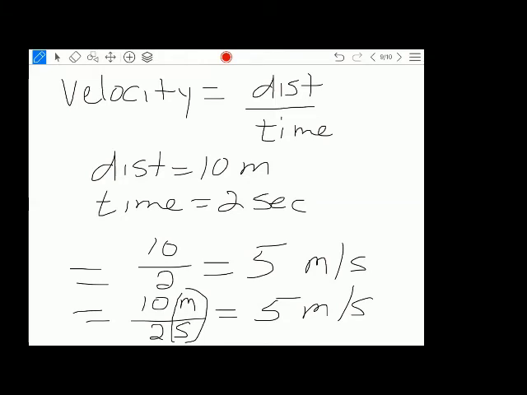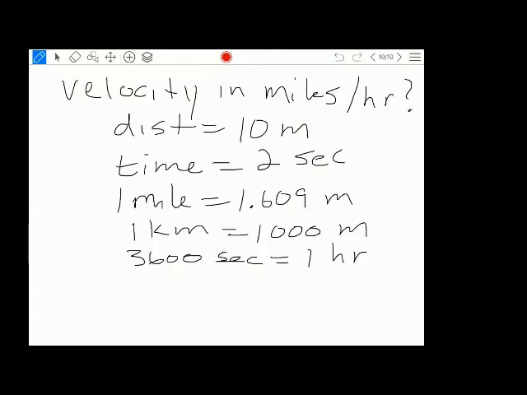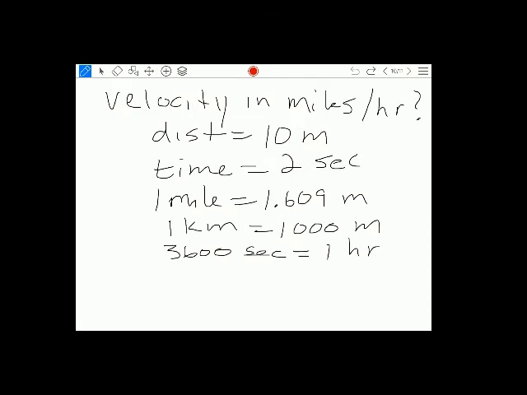Where this becomes really important is if I have an equation like this. This time, we want the velocity in miles per hour. So using the same calculations that we just used, we know that our velocity is equal to 5 meters per second. Our problem asks for miles per hour. So we're going to have to convert meters per second to miles per hour. This is where dimensional analysis comes in very handy.